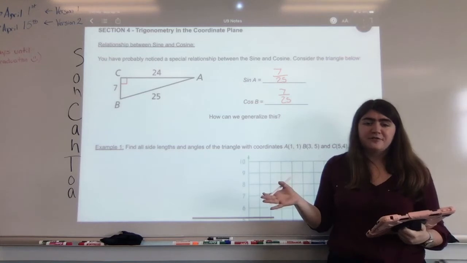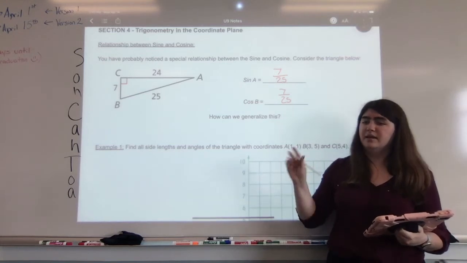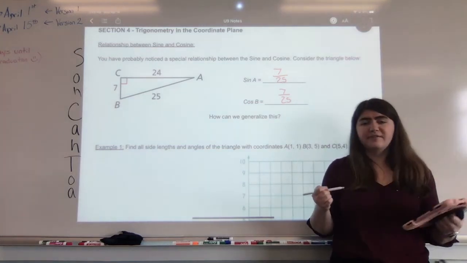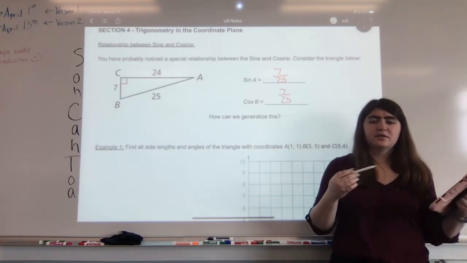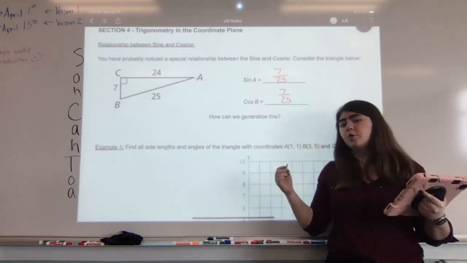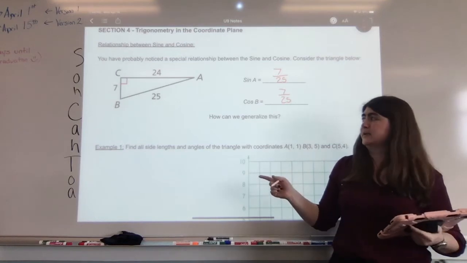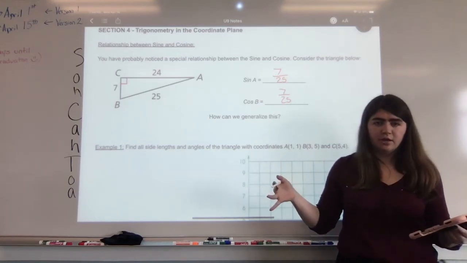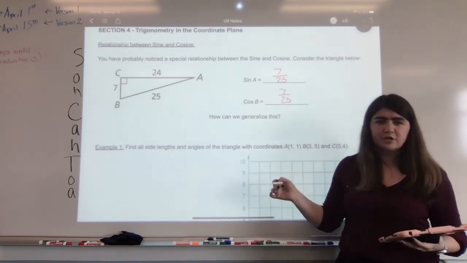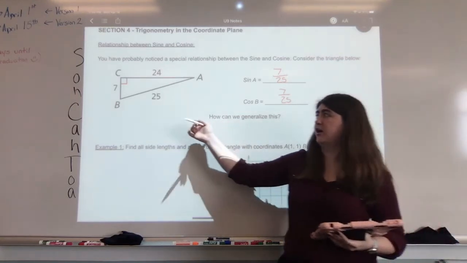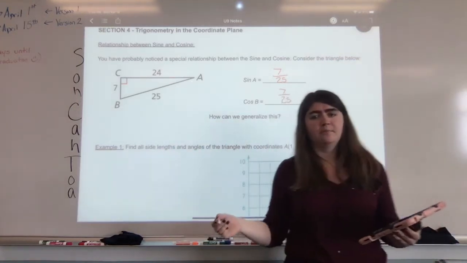And that's going to happen for any triangle in a certain situation. The sine of any acute angle is equal to the cosine of its complement. So complementary angles are two angles that add up to 90 degrees. So anytime you have a right triangle, the other two angles will be complementary.